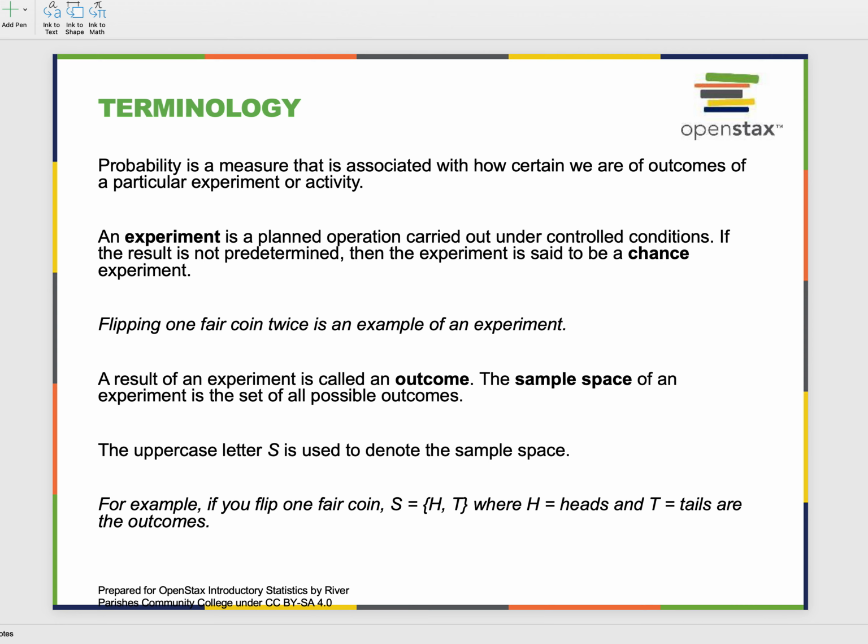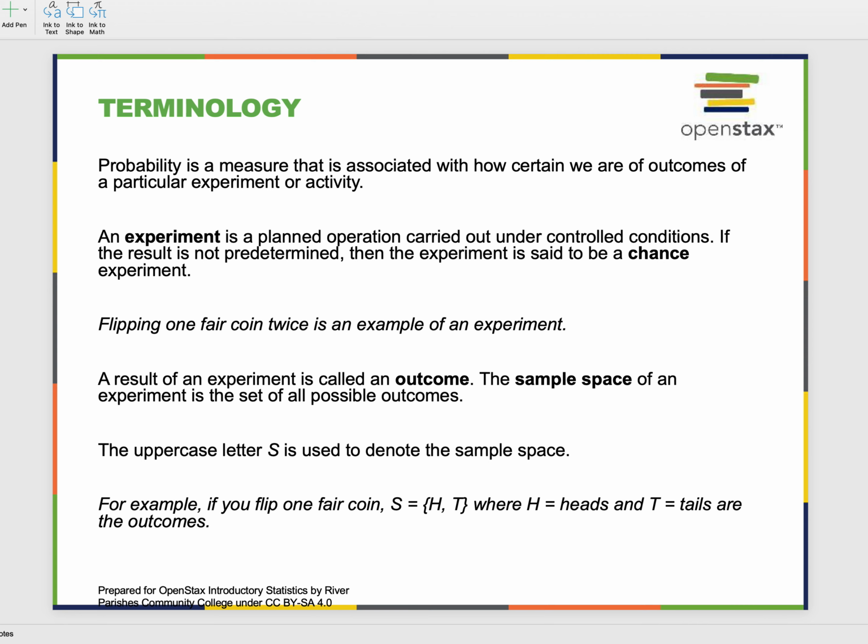So it's not predetermined, like flipping a coin or rolling a die, you don't know what's going to come out. You know what the possible outcomes are, but you don't know which one is going to happen next. Flipping one fair coin twice is an example of an experiment. The result of the experiment is called an outcome or an event.